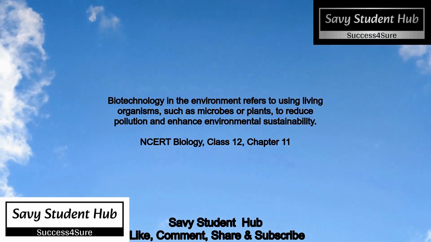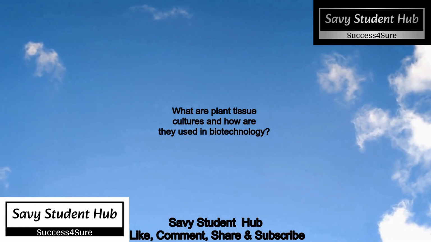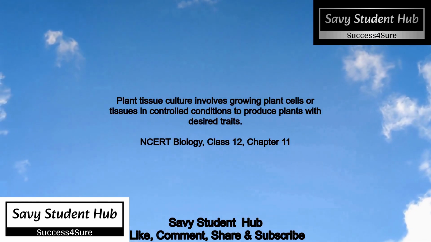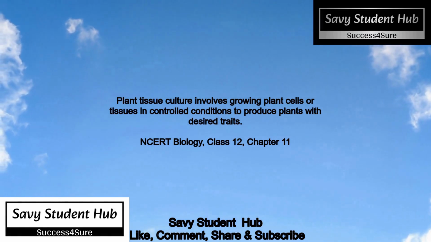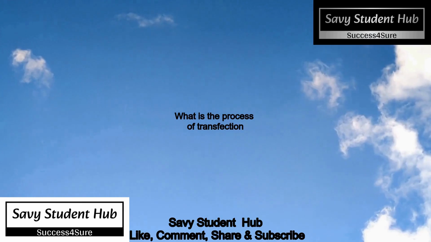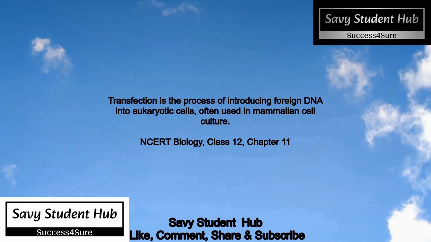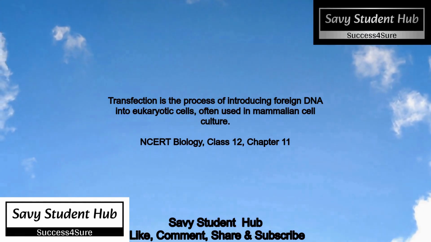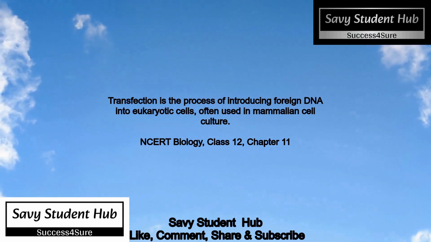What are plant tissue cultures and how are they used in biotechnology? Plant tissue culture involves growing plant cells or tissues in controlled conditions to produce plants with desired traits. What is the process of transfection? Transfection is the process of introducing foreign DNA into eukaryotic cells, often used in mammalian cell culture.